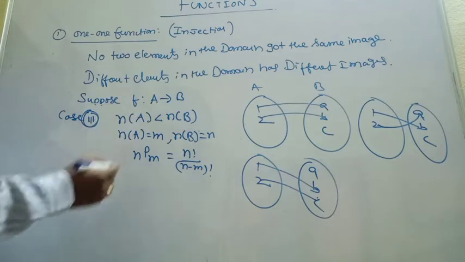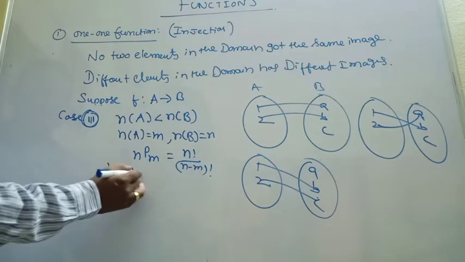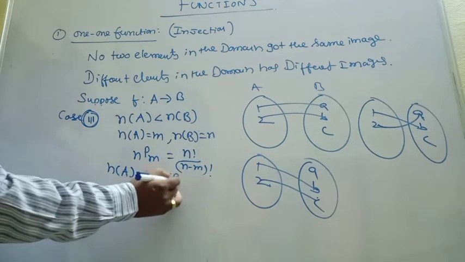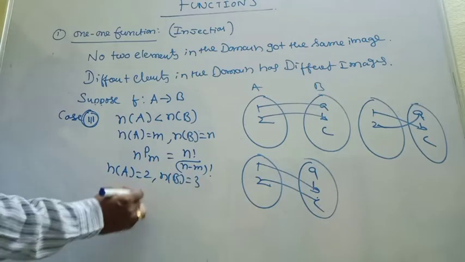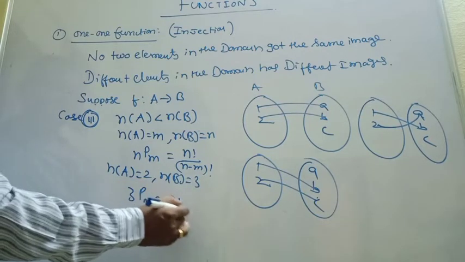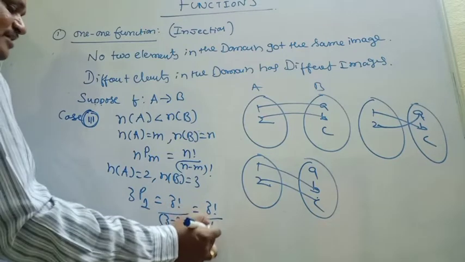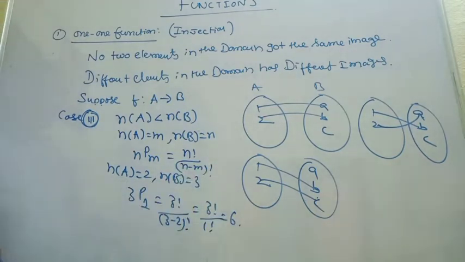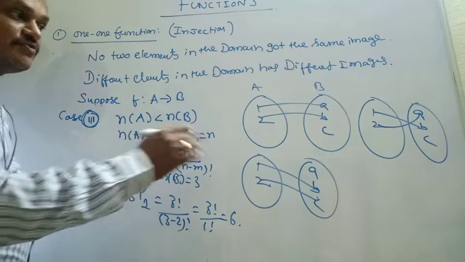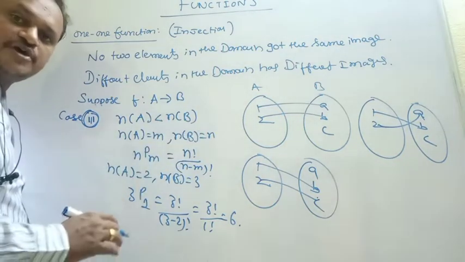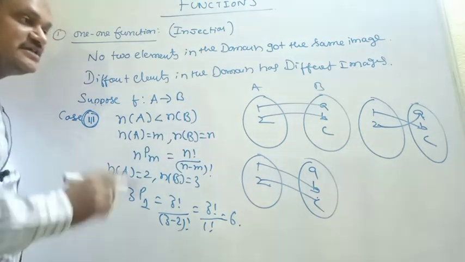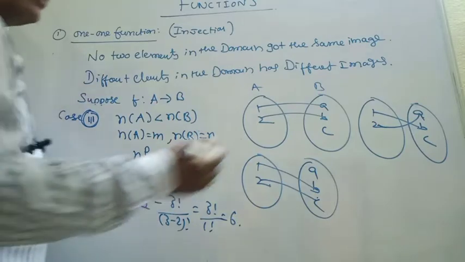Now in this case, n(A) is equal to 2, n(B) is equal to 3. That means 3P2, which is 3 factorial by (3 minus 2) factorial, 3 factorial by 1 factorial. That means 6. So 6 1-1 functions we are going to have in this case.